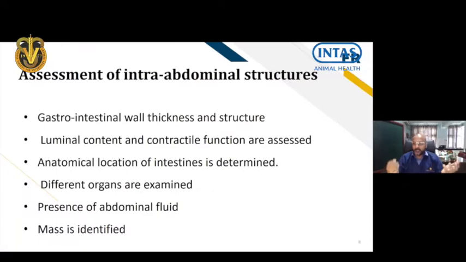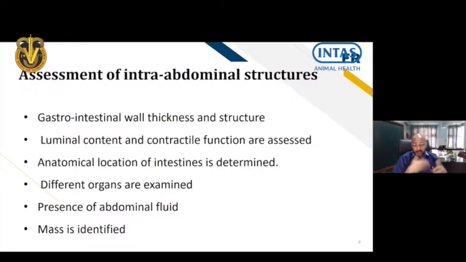It is a study of the sound signals which are being reflected back. So when it comes to intra-abdominal structures, you are going to see of an organ the gastrointestinal wall thickness and the structure, right? Sometimes you see the luminal contents also, and then the contractility, the peristalsis of the organ. Then its anatomical location, whether it is displaced or not, or it is there in the location, and you find it, and your repeatability should be there.